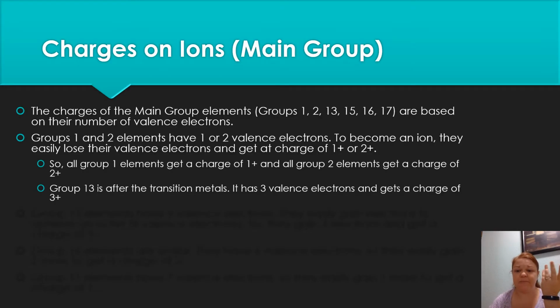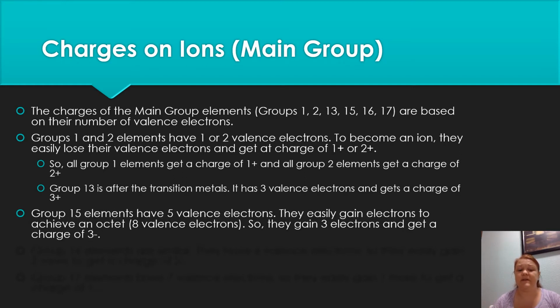If we jump across the periodic table, skipping the transition metals to group 13, where it starts with boron, it has 3 valence electrons, and so it loses those and gets a charge of 3 plus. So when it loses its valence electrons, it has more protons than electrons, giving it a positive charge.